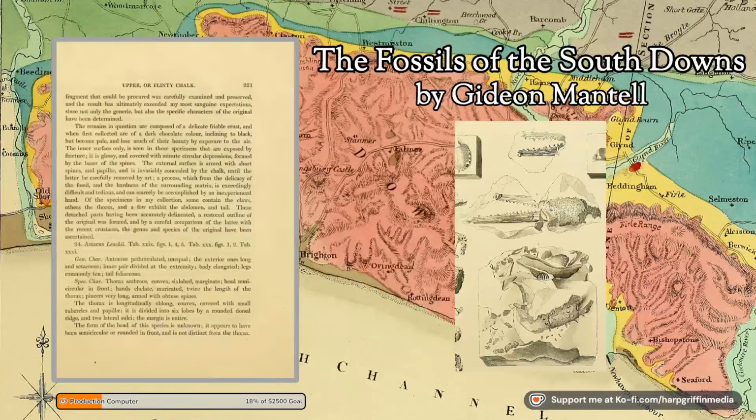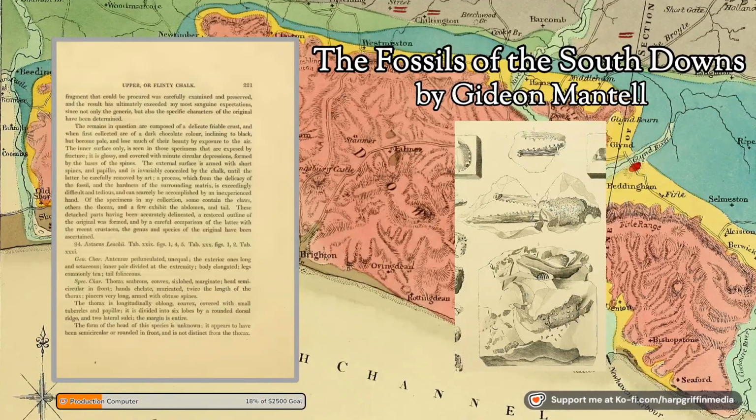foliaceous. Specific characteristics. Thorax scabrous, convex, 6-lobed, marginate, head semicircular in front, hands cellate, muricated, twice the length of the thorax, pincers very long, armed with obtuse spines. The thorax is longitudinally oblong, convex, covered with small tubercles and papillae. It is divided into 6 lobes by a rounded dorsal ridge and 2 lateral sulci.